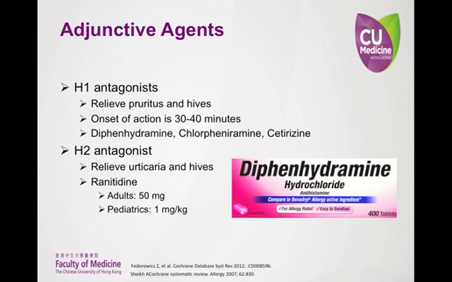H2 antagonists are again not life-saving agents. They are just to provide symptomatic relief against urticaria and hives. The two that are commonly used are famotidine and ranitidine. The evidence supporting the use of H1 and H2 antagonists is minimal and very weak. However, due in part to their safety profile, they are commonly used in this situation.